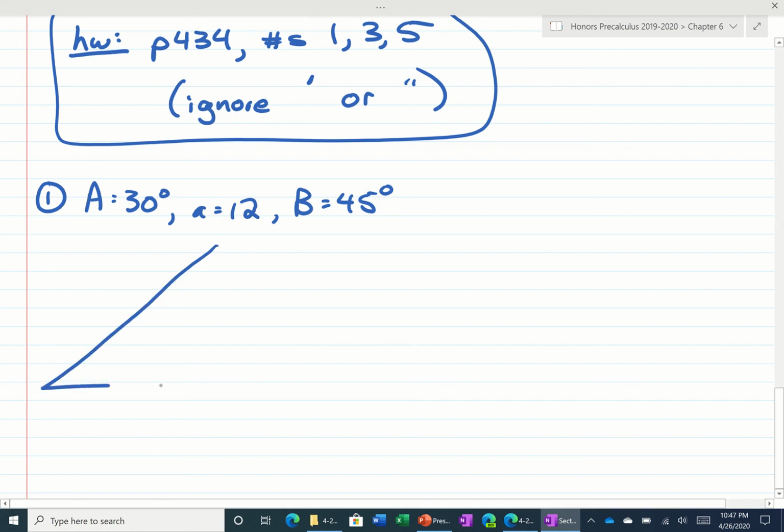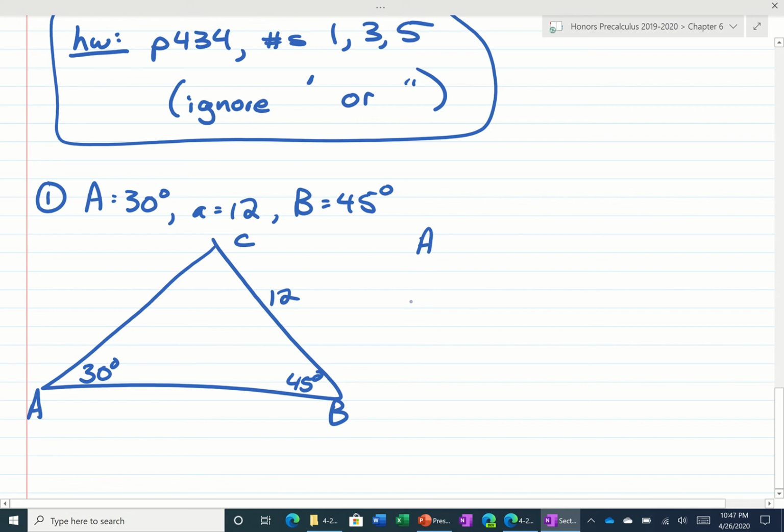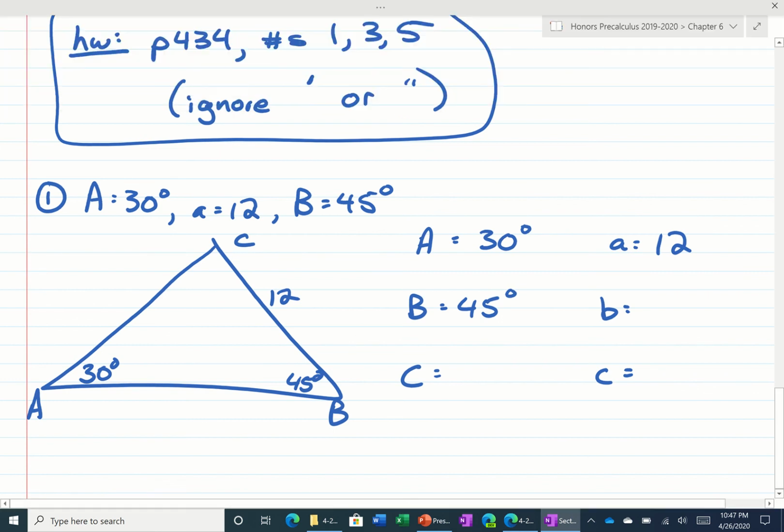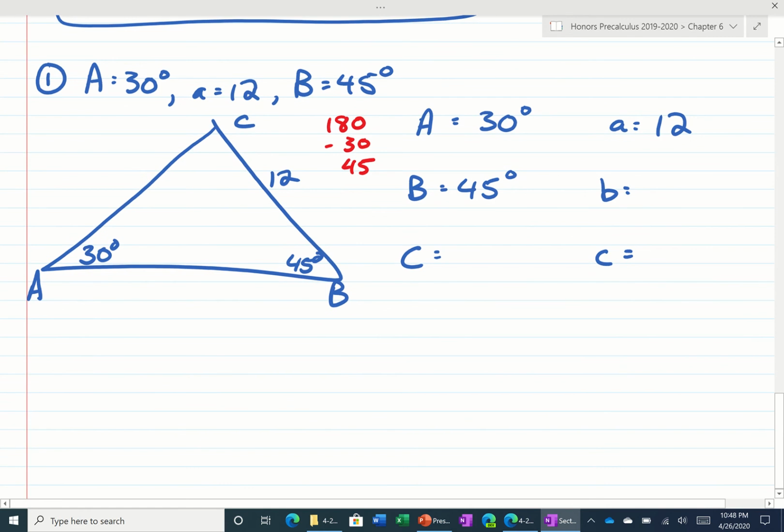So the way that we set this up is we draw a triangle, A, B, C. So angle A is 30 degrees, angle B is 45 degrees, and side A is 12. Alright, so to get angle C, we're going to do 180 minus 30 and 45. That comes out to 105.